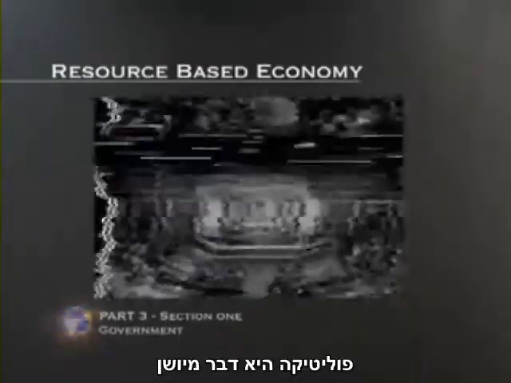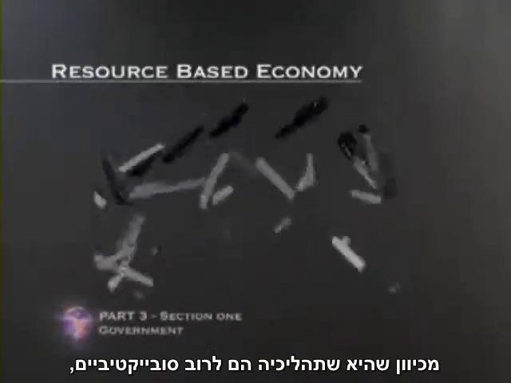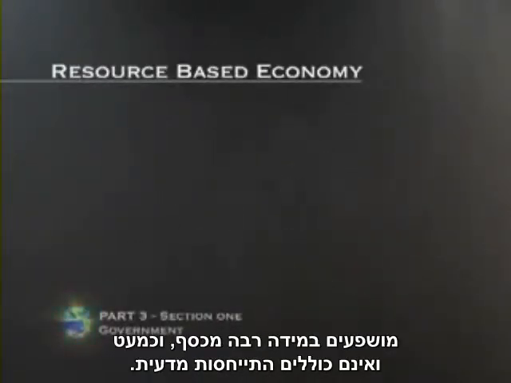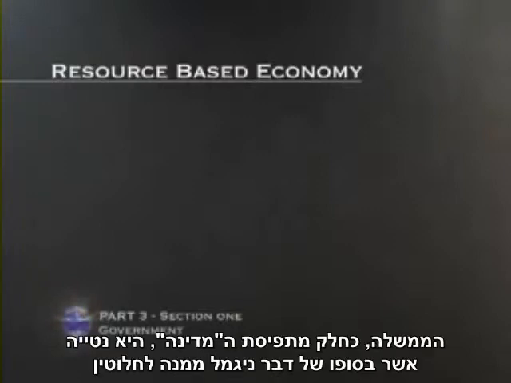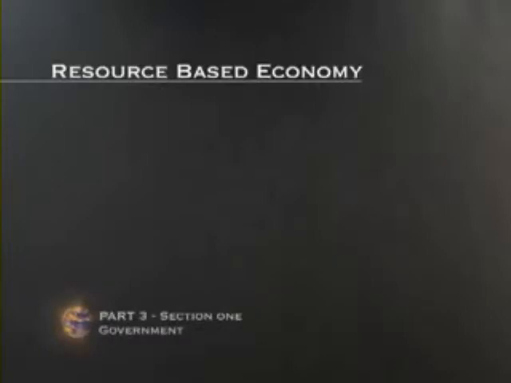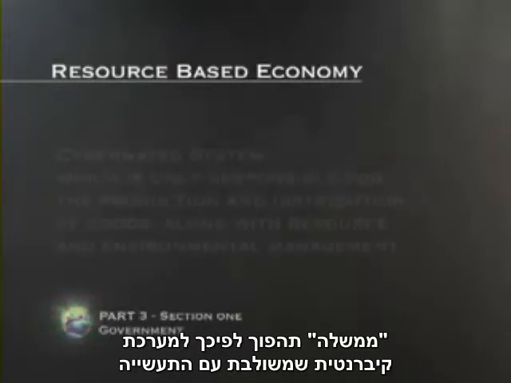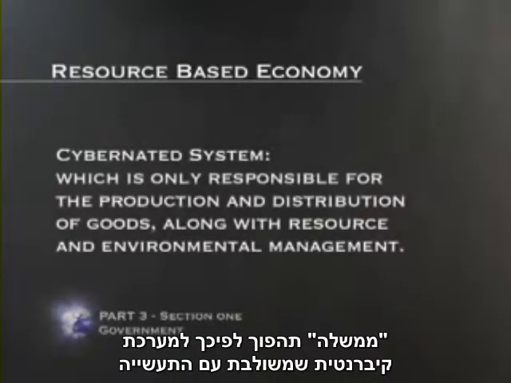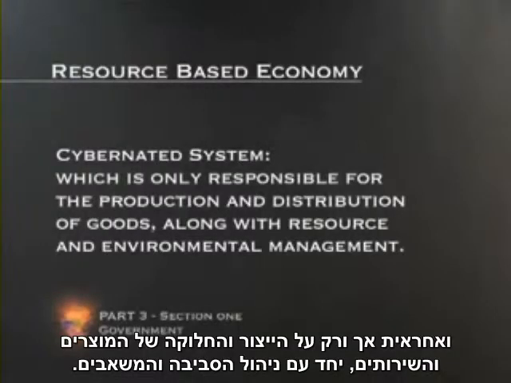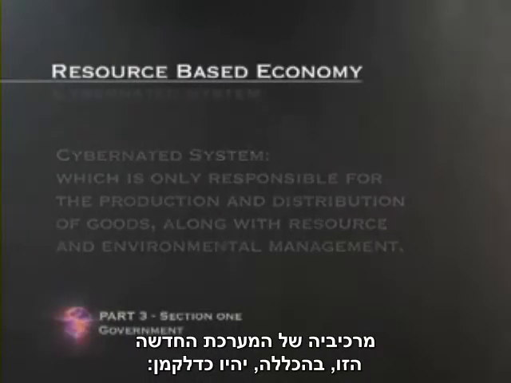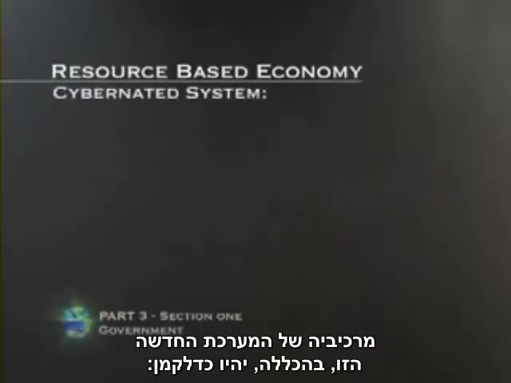Politics is outdated, for its processes are largely subjective, highly influenced by money, and virtually without scientific reference. Government and the concept of the state will eventually be outgrown entirely and replaced by an objective system of global resource management and technological organization. Government thus becomes a cybernetic system, which is intimately combined with industry and is only responsible for the production and distribution of goods, along with resource and environmental management. Generally speaking, the components of this new system would be as follows.